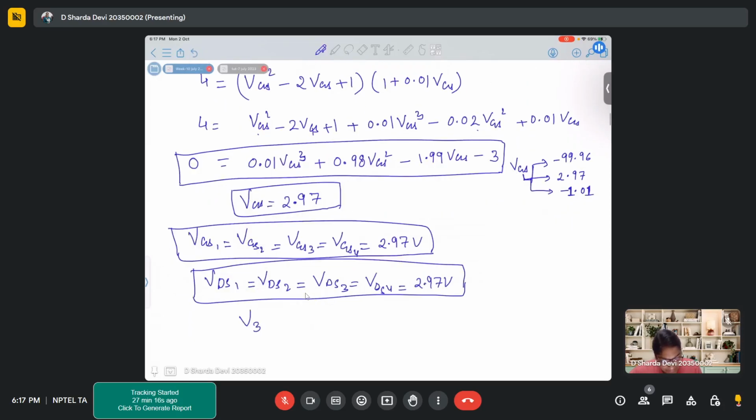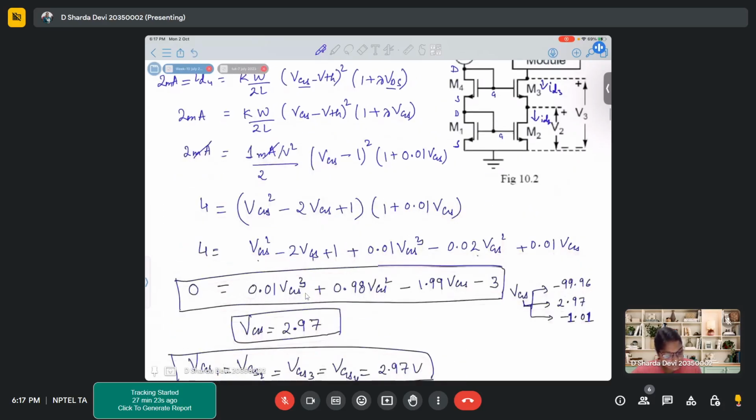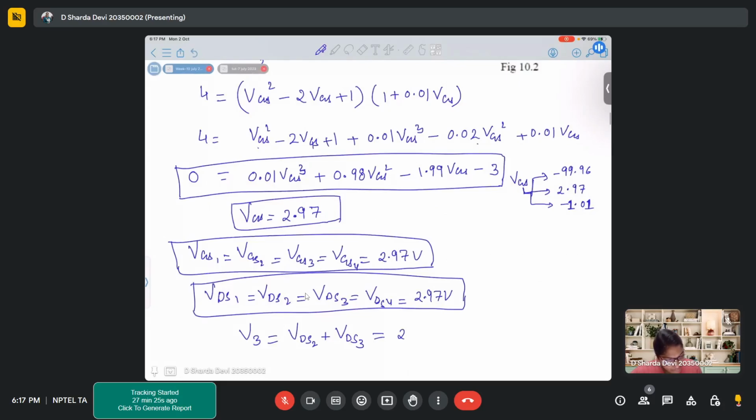Your V3 is VDS2 plus VDS3, right? 2 and 3, yes. So which is 2 times 2.97 volts. So that is V3 is 5.94 volts. So this is the value of V3 that we are getting.